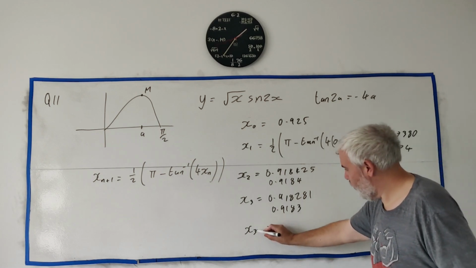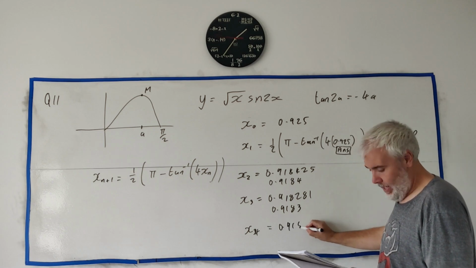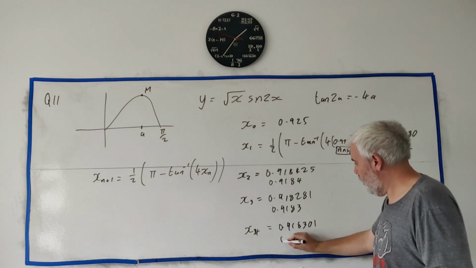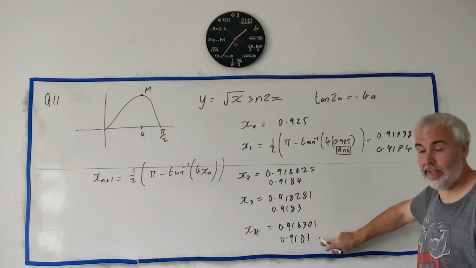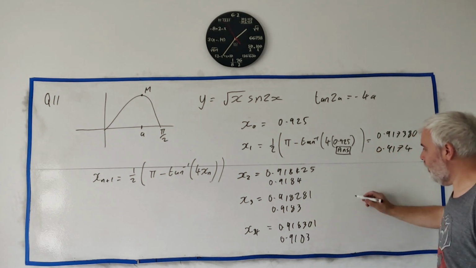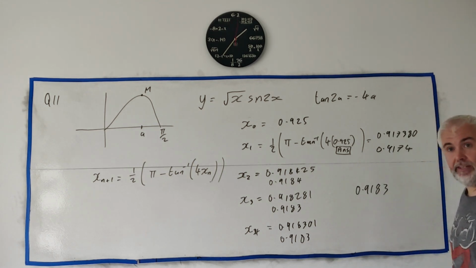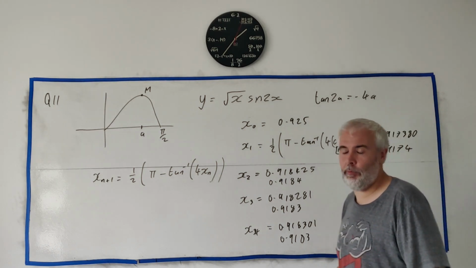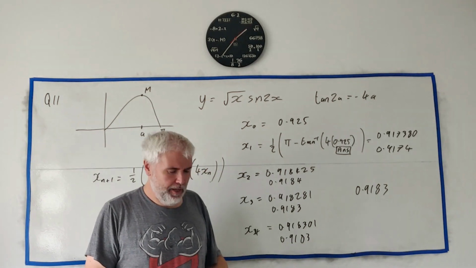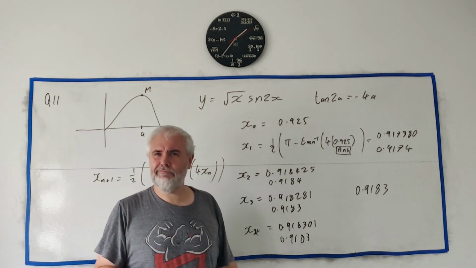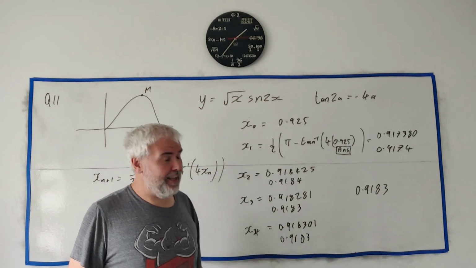This is the fourth iteration. Fourth iteration is 0.918301, which rounds off to 0.9183, same as this. So I can confidently say my final answer is 0.9183. That's correct to 4 decimal places. Because if you've done this trick I told you about, you can actually just press equals in your calculator 5-6 more times, and it will just get better and better answers.